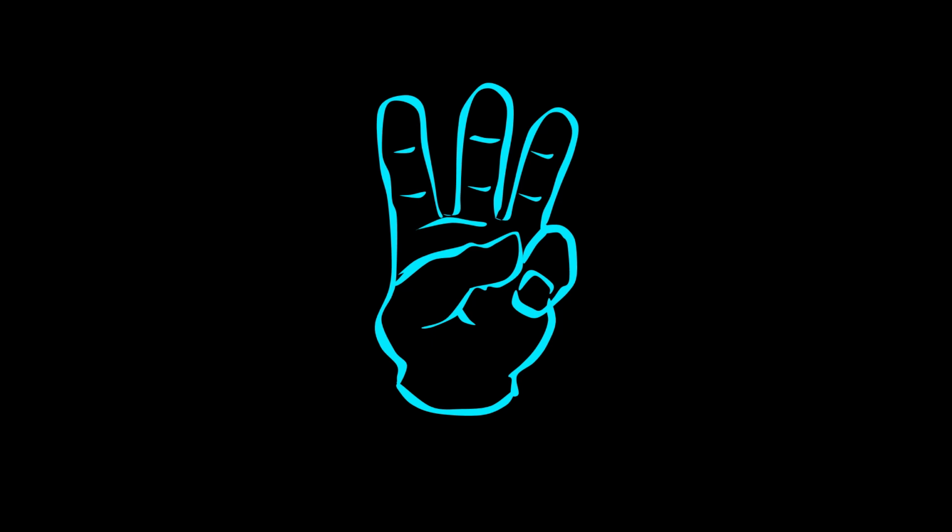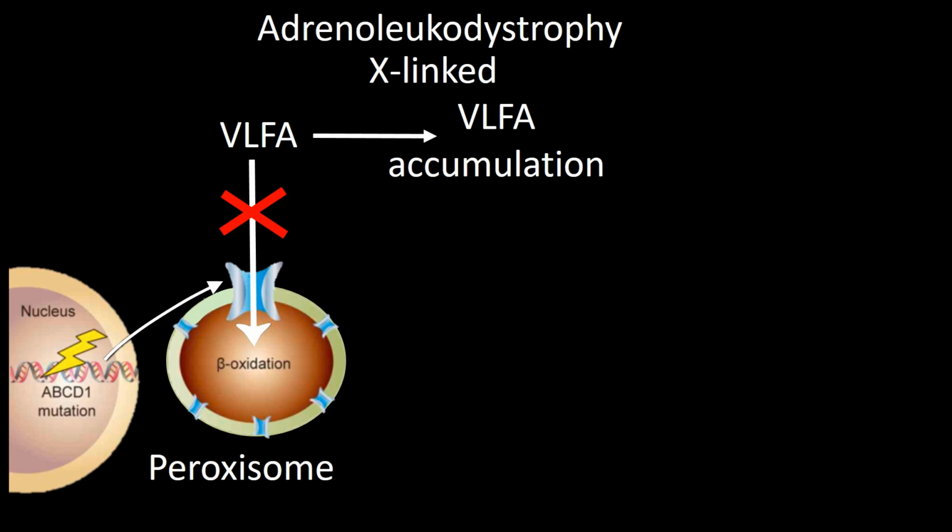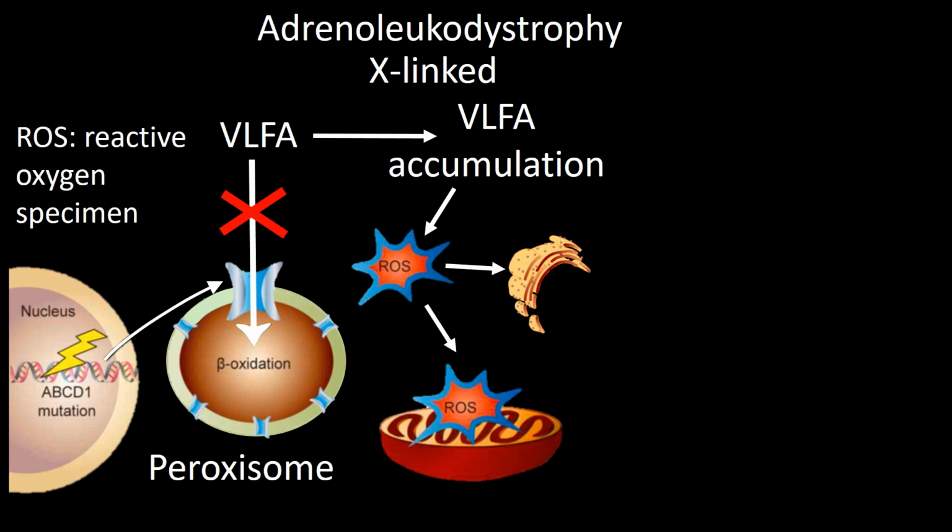The third condition is adrenoleukodystrophy. Adrenoleukodystrophy is an X-linked disorder which is secondary to a mutation in the ABCD1 gene and results in the apparent defect in peroxisomal beta oxidation and accumulation of saturated very long-chain fatty acids. This accumulation occurs in all tissues of the body. This leads to production of reactive oxygen species that harm mitochondria and endoplasmic reticulum, leading to cellular death in multiple organs.